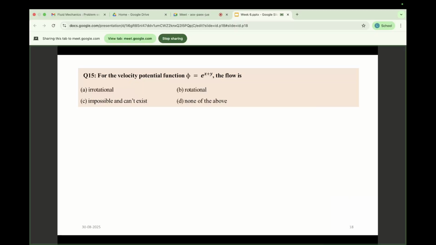So in this question, the potential function is already given: e to the power x plus y. Sorry, there is a mistake in this question. It is e to the power x plus iy. So it's a mistake from my side. Still, check it, and you rectify this thing.